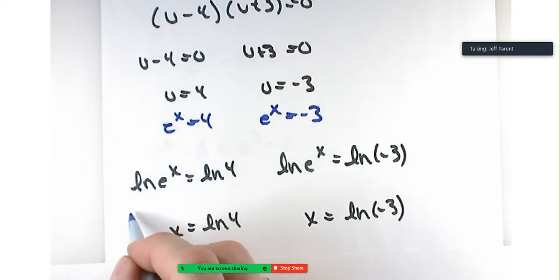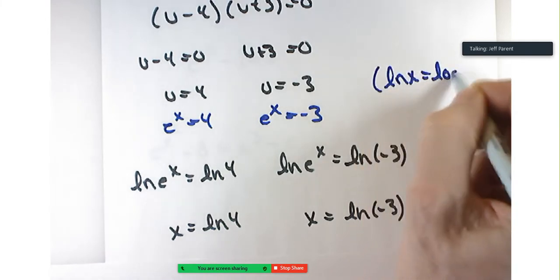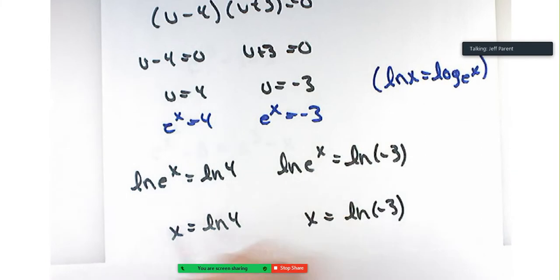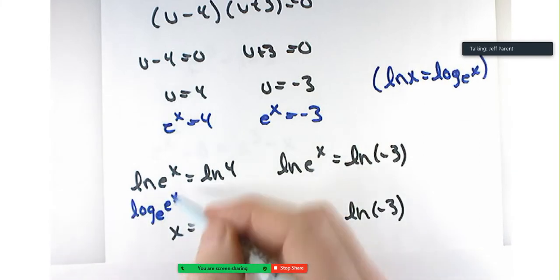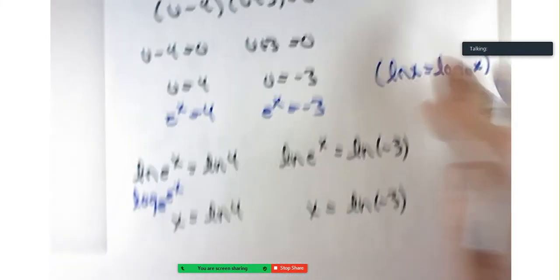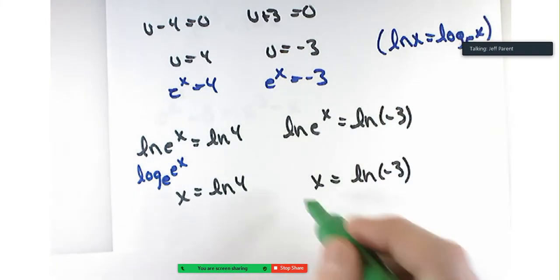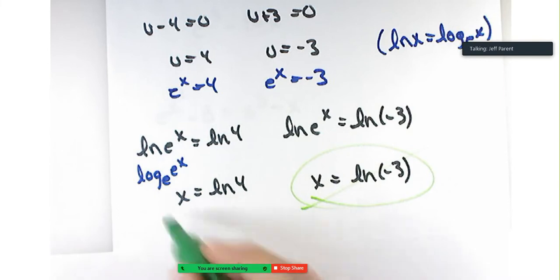That's because this is really, let me remind you, ln of x equals log base e of x. So this is really log base e of e to the x. That's why it cancels down to x. And that'd be all well and good, except this one doesn't work as a solution. And let's see why not.